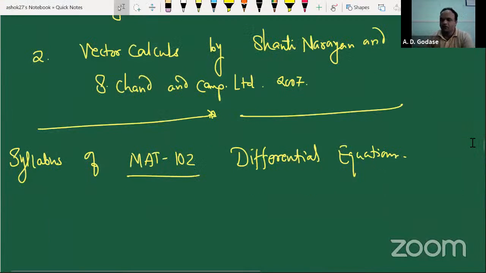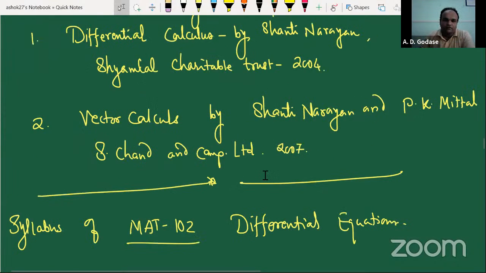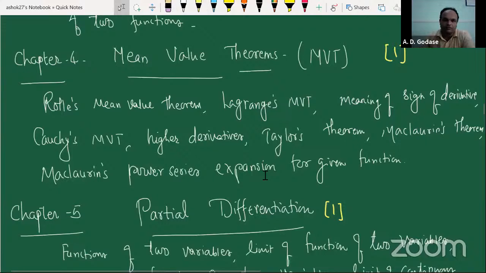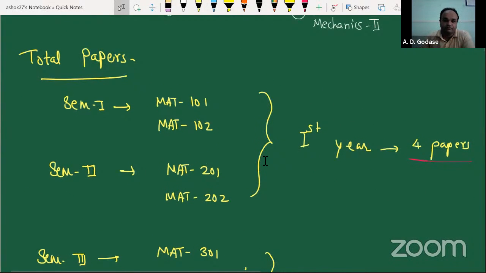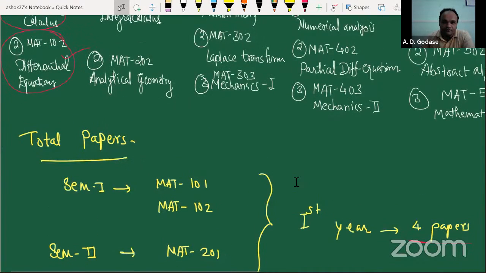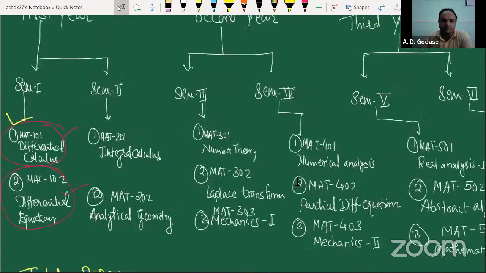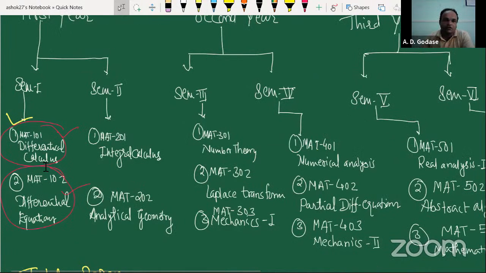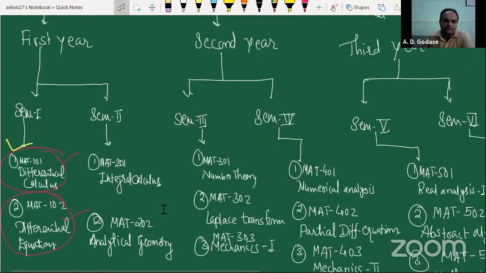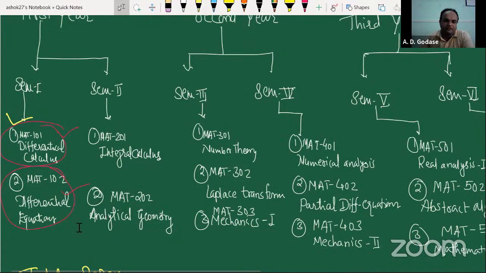So yesterday, first we saw the structure of the BSc course. What is the actual situation of mathematics papers in your 3-year course? Actually, there are 16 papers. There are a total of 6 semesters. In the first year there are 2 semesters, and at each semester there are 2 mathematics papers.